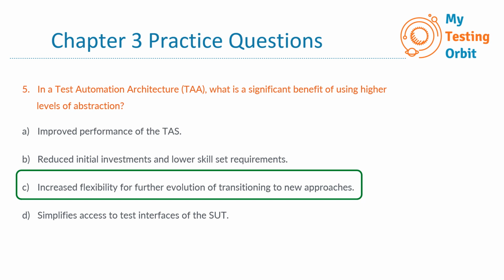Option A, improved performance of the TAS. This option is incorrect because higher levels of abstraction may lead to lower performance of the TAS. And option B, reduced initial investments and lower skill set requirements. This option is incorrect because higher levels of abstraction typically require larger initial investments and may necessitate higher skill set requirements. Then we have option D, simplifies access to test interfaces of the SUT. This option is incorrect because abstraction primarily focuses on flexibility and technology independence, not necessarily simplified access to SUT interfaces.